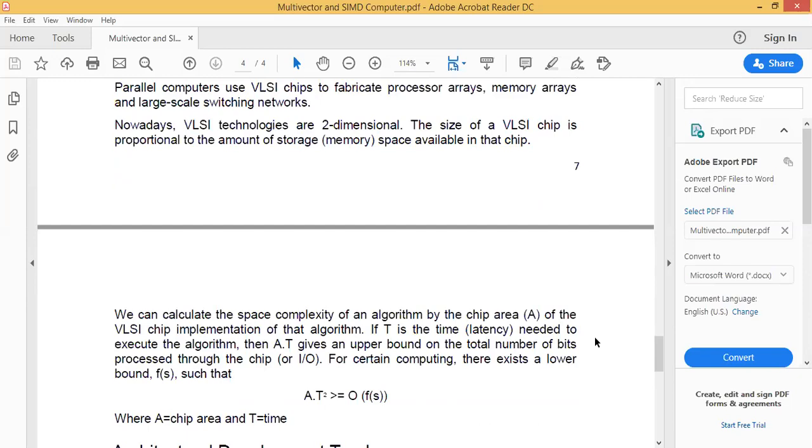We can calculate the space complexity of an algorithm by the chip area, which is denoted by A, of the VLSI chip implementation of this algorithm, and T is the time latency needed to execute the algorithm. Then AT gives an upper bound on the total number of bits processed through the chip for input or output operations for certain computing, and there exists a lower bound f(s) such that A times T squared is greater than or equal to order of f(s), where A is the chip area and T is the time.